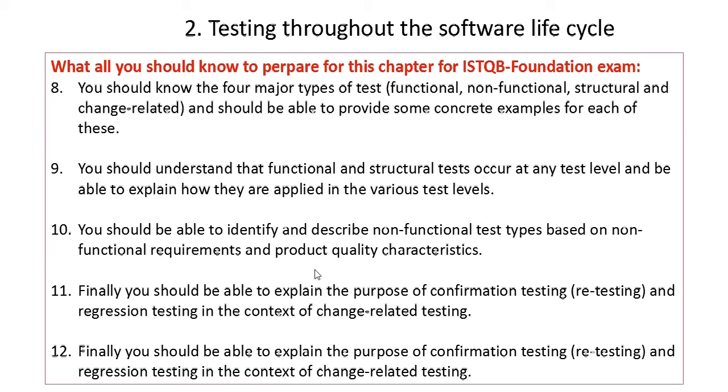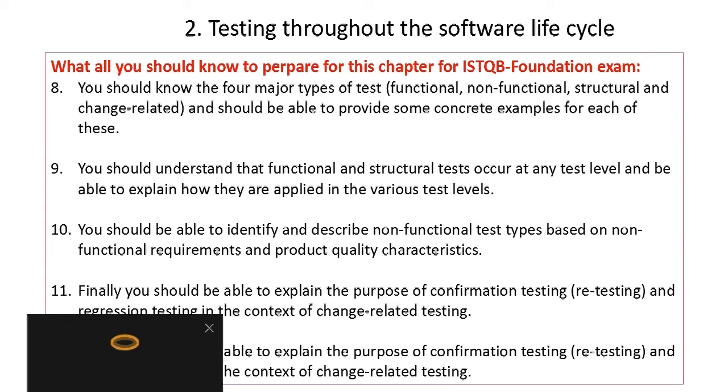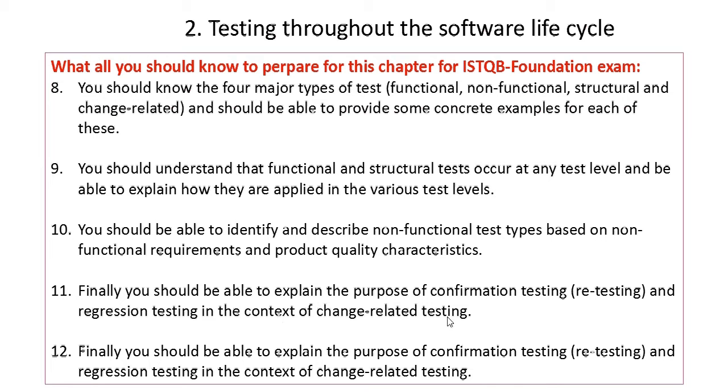And that area, if you want to test it, you need to create one order under the shopping cart, and that area comes under regression testing. And this context of change related testing also needs to be planned, and you need to explain the purpose, why it is required at that point of time. And finally, the 12th point, you should be able to explain the purpose of confirmation testing and regression testing in the context of change related testing. Sorry, this is the same point, it is repeated here.